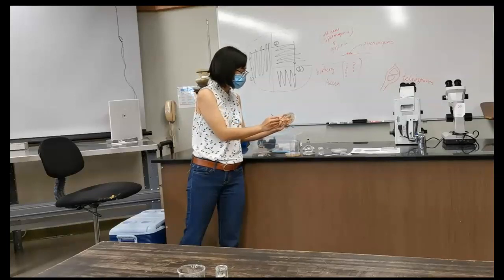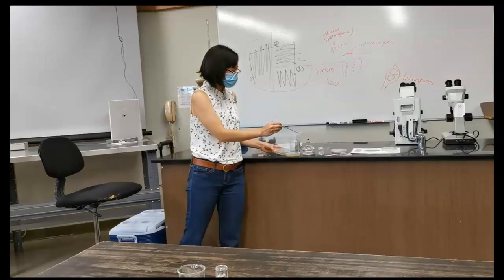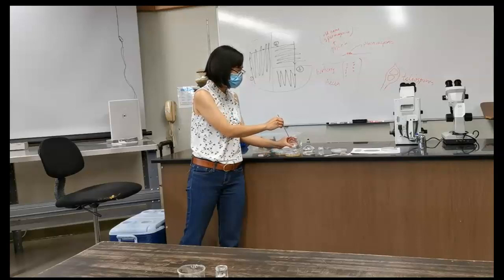Dip in the ethanol. Burn the ethanol. Cool it down by touching the lid. Then draw the third zigzag line. After that, burn the loop, burn the bacterial cells, then cool down in the ethanol. That's it.